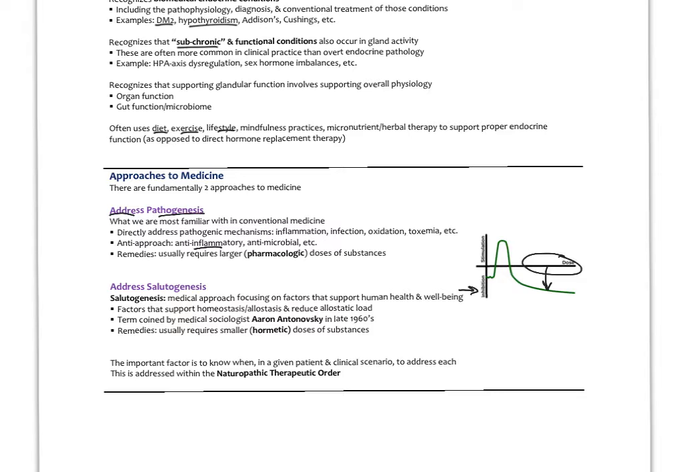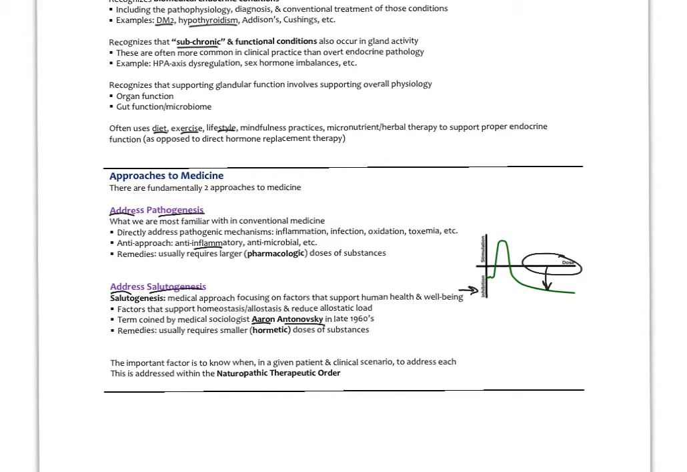The other approach is to support salutogenesis. And this is really the approach of more the humoral medicines. And in salutogenesis, we want to really approach and focus on the factors that support health and well-being. These are factors that support homeostasis and allostasis and that reduce the overall allostatic load. This term, salutogenesis, was coined by a medical sociologist, Aaron Antonovsky, in the late 1960s.